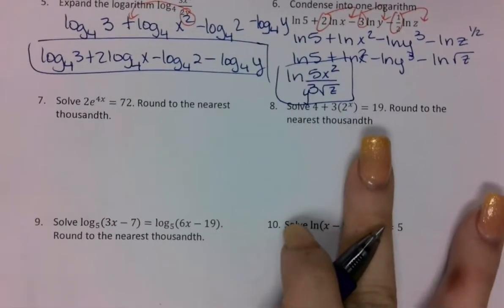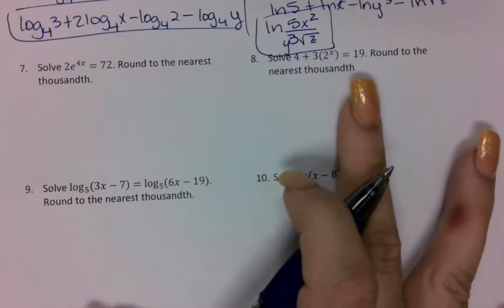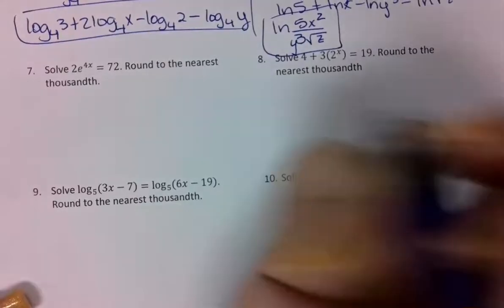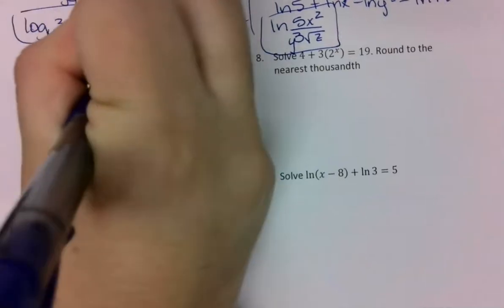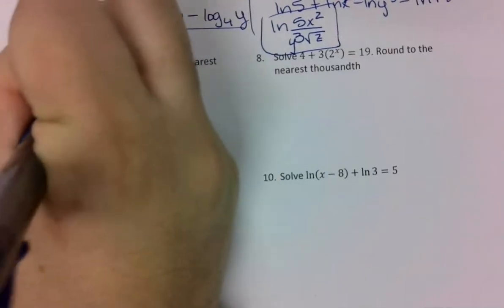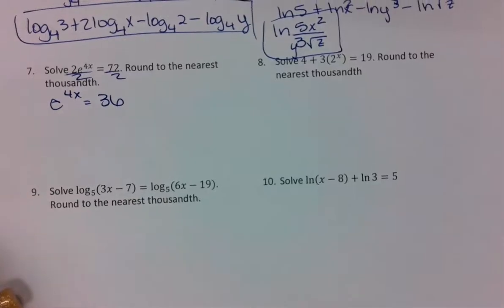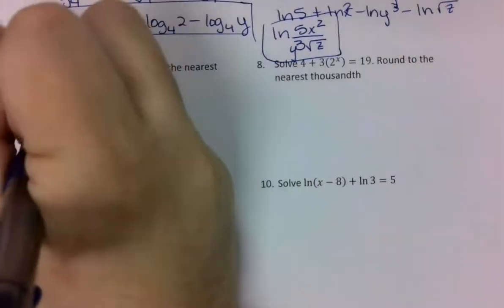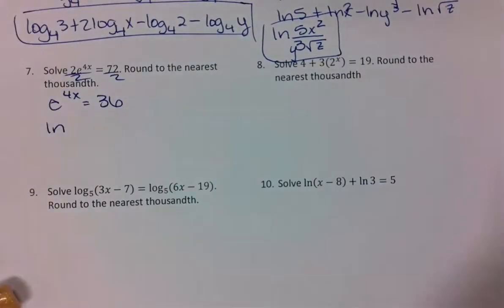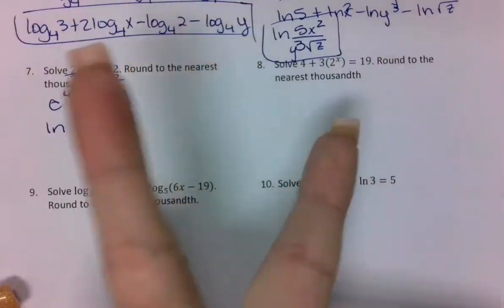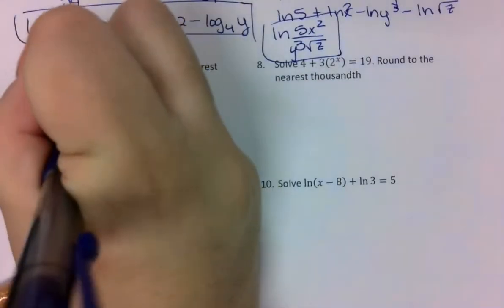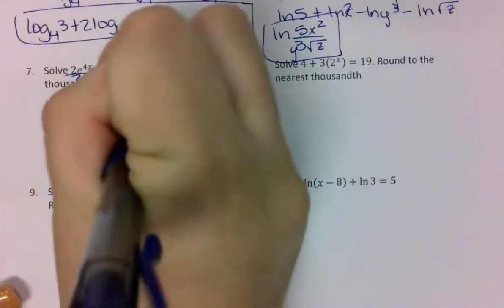Number 7 wants me to solve this equation and round to the nearest thousandth. So I'm going to divide both sides by 2. This gives me e to the 4x equals 36. Then I can use my logarithmic properties to rewrite this. Because it's base e, I'm going to have ln. And then my exponent and answer switch places. So I'm going to have ln 36 equals 4x.